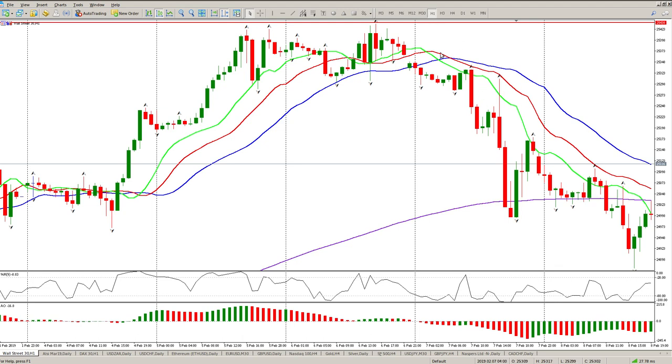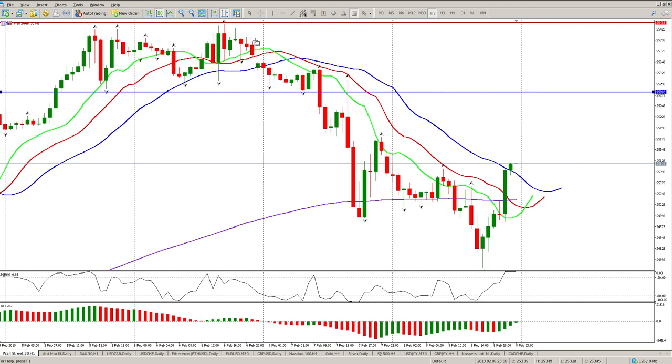The Alligator's awake and hungry. And now you're looking at every fractal break as an indication that you need to be selling. And you'll notice that even though it comes all the way back up here, so what am I talking about? Sorry.